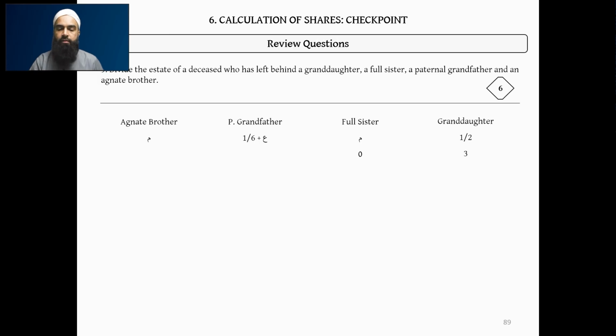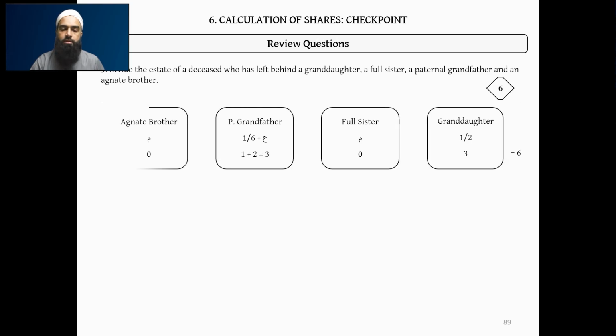We still have 2 left over. So that 2 will go to him also because of his agnatic share. So 1 plus 2, which then equals the 3 in total the paternal grandfather will receive. And as we said, the agnate brother gets nothing. This equals 6 in total. So this is now correct.